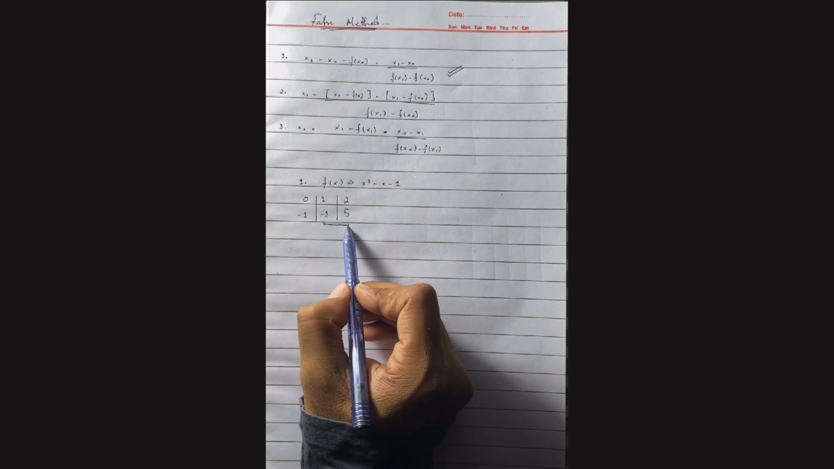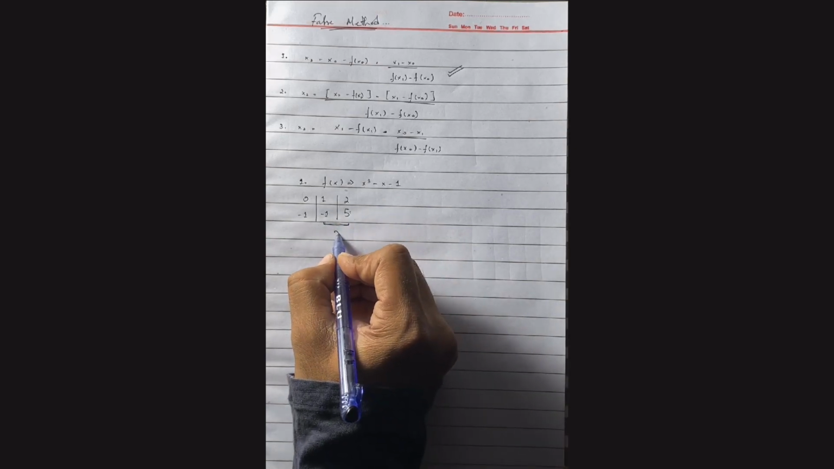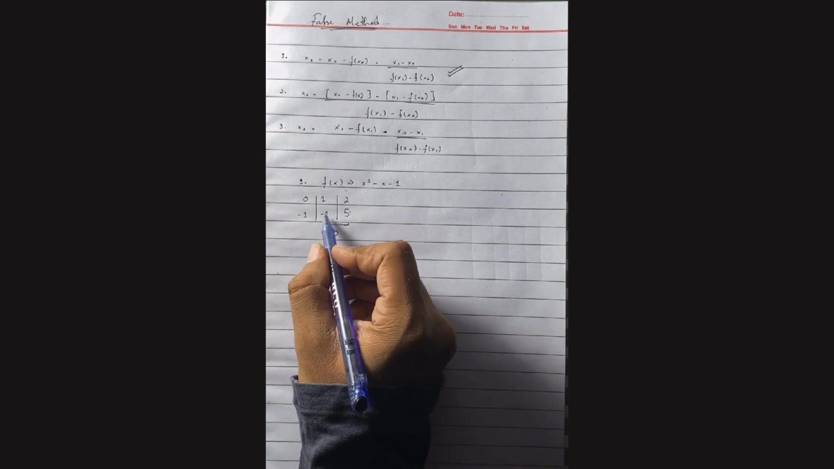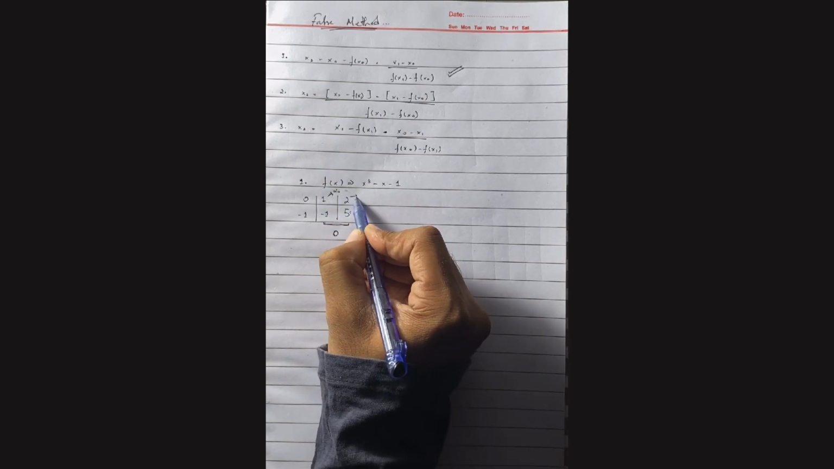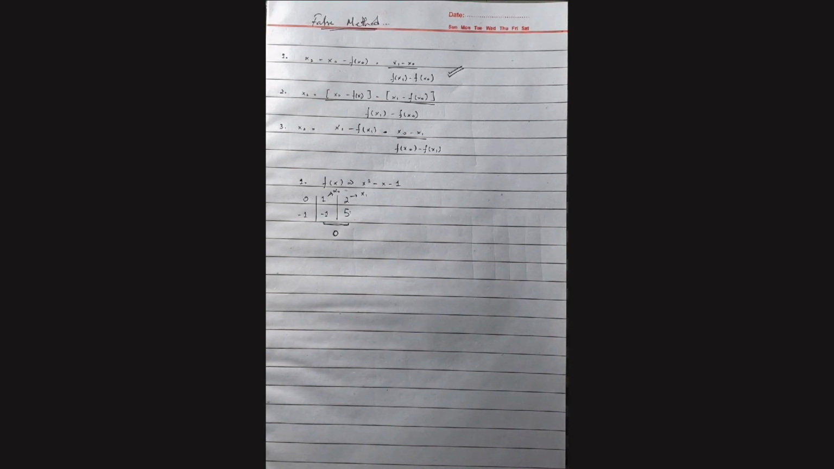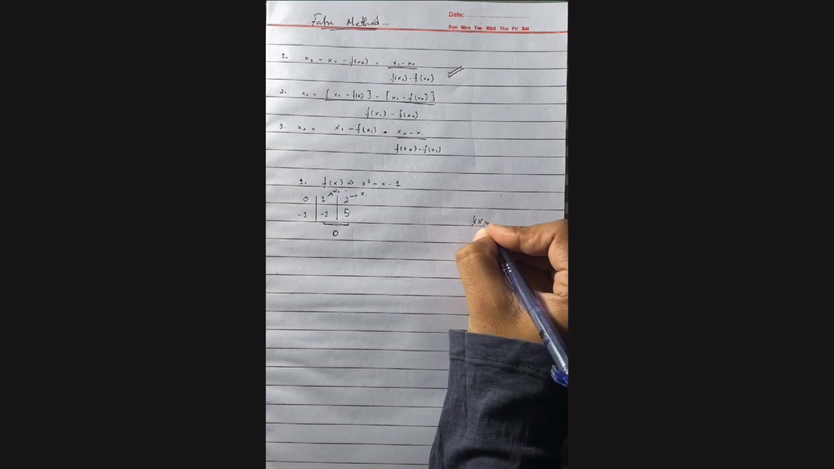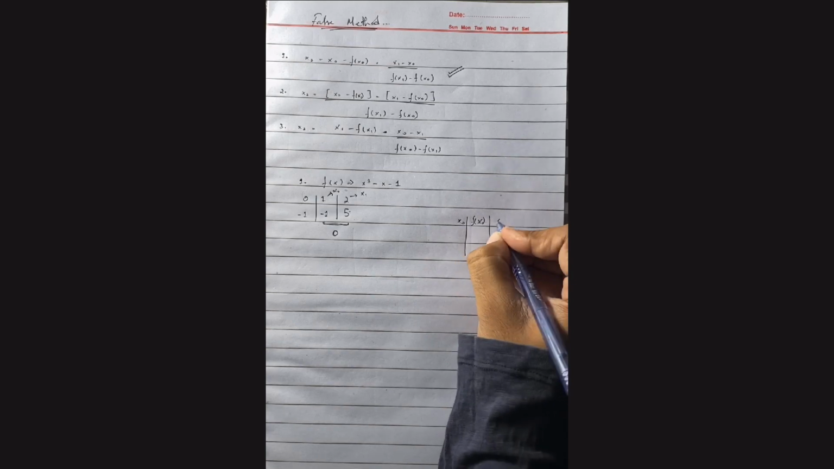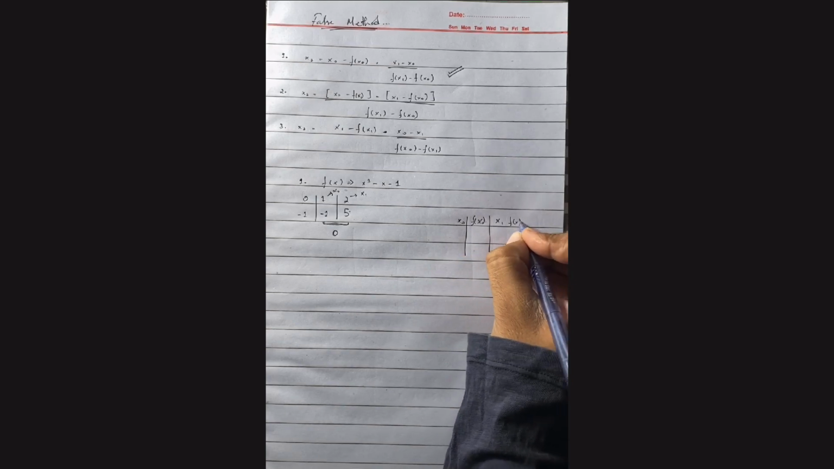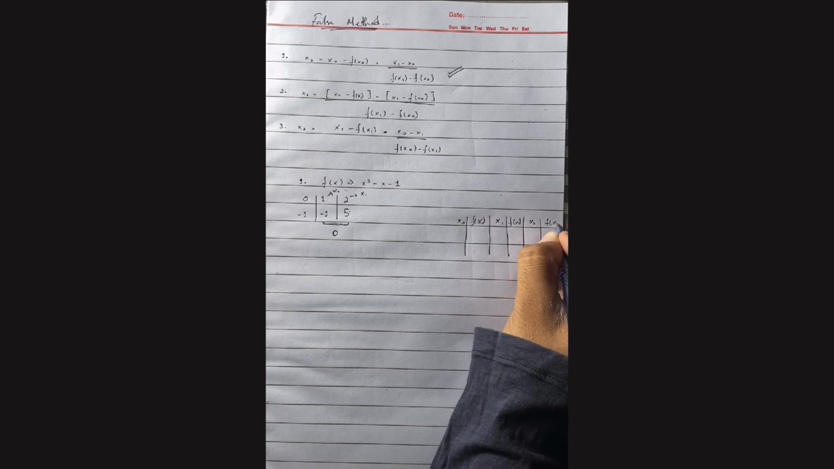We will consider these 2 numbers because the root must lie between them. So we consider 1 as x naught, and 2 as x1. Let's start. First of all, we are going to create a table of these values: x naught, f of x naught, x1, f of x1, and x2 and f of x2.